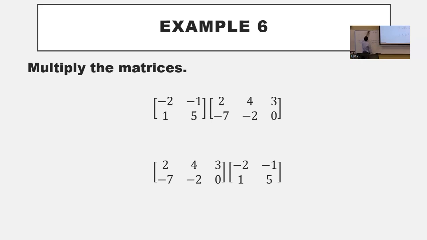Now, here's the other weird thing about matrix multiplication, and we'll demonstrate with these two examples. We're going to take 2, negative 1, 1, 5 as a 2 by 2 matrix. So negative 2, negative 1, positive 1, positive 5. And multiply it times the matrix where row 1 is 2, 4, 3, and row 2 is negative 7, negative 2, 0.